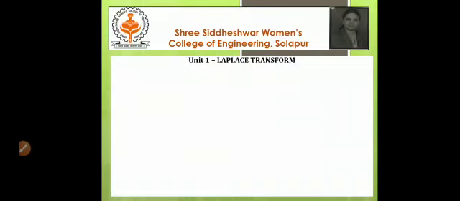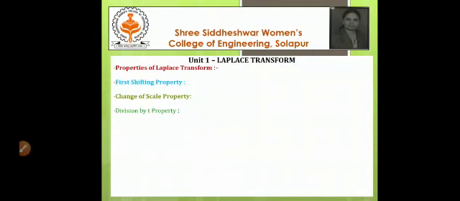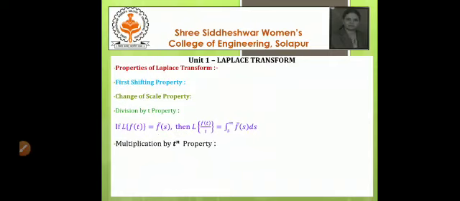We are dealing with the properties of Laplace transform, and so far we have studied first shifting property, change of scale property, and then division by t property, its statement, and some examples also we have solved. The next one, multiplication by t raised to n property, its statement.